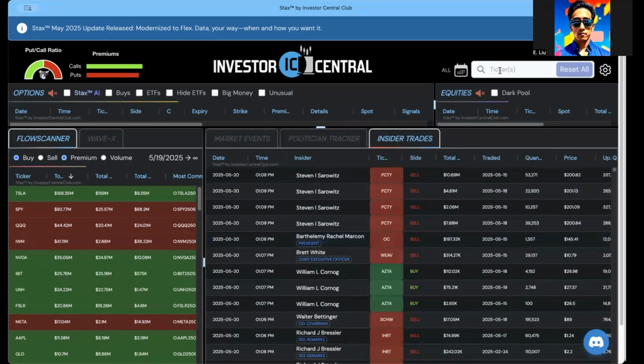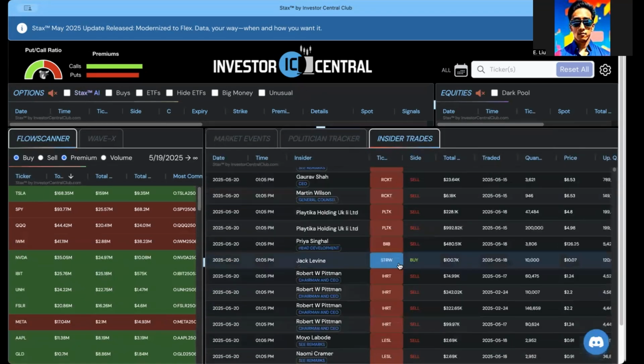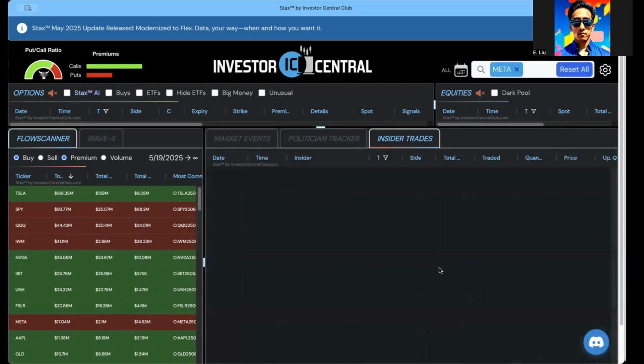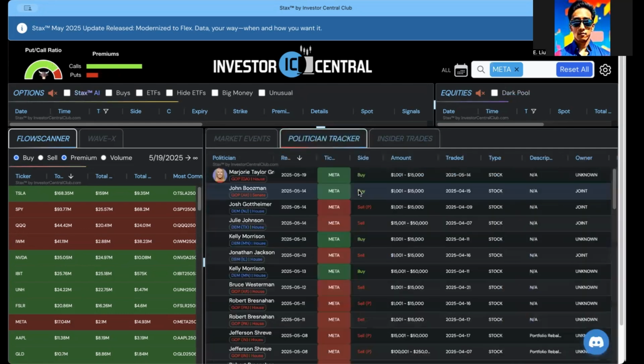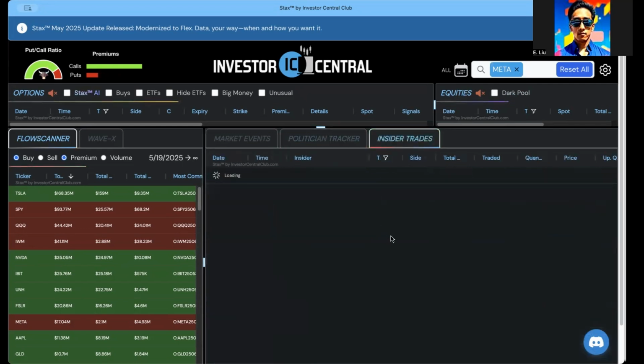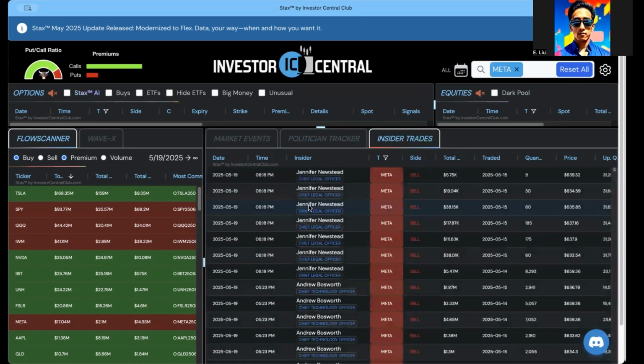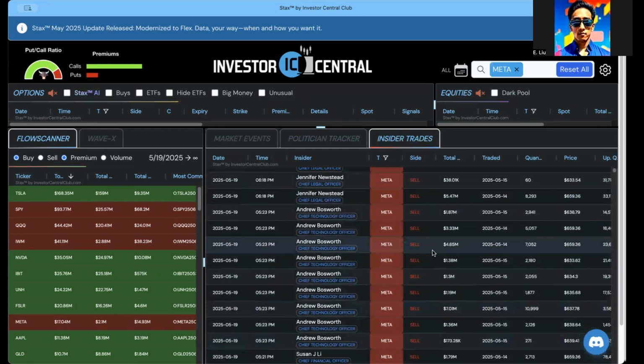Keep in mind, anytime you do filter for anything, for example, I can click on, let's say Meta right here, and I can get an idea of the insider trades for Meta. I can also get an idea of the politician trades for Meta as well. So, quick way for you guys to get an idea of what's happening behind the scenes. Is Congress buying? Are the officers of these companies buying or selling? So you guys can get an idea of what they might know something behind the scenes.